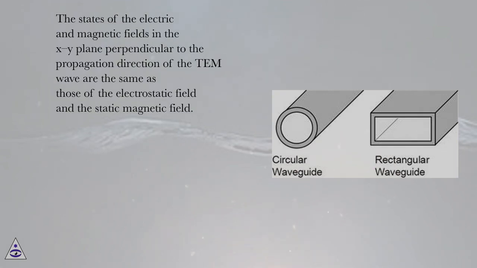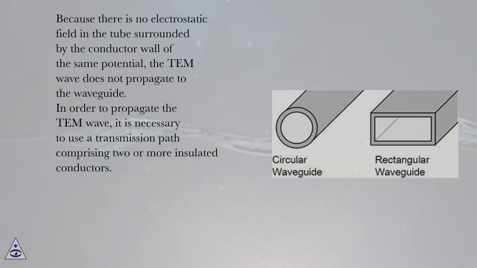The states of the electric and magnetic fields in the xy plane perpendicular to the propagation direction of the TEM wave are the same as those of the electrostatic field and the static magnetic field. Because there is no electrostatic field in the tube surrounded by the conductor wall of the same potential, the TEM wave does not propagate to the waveguide.